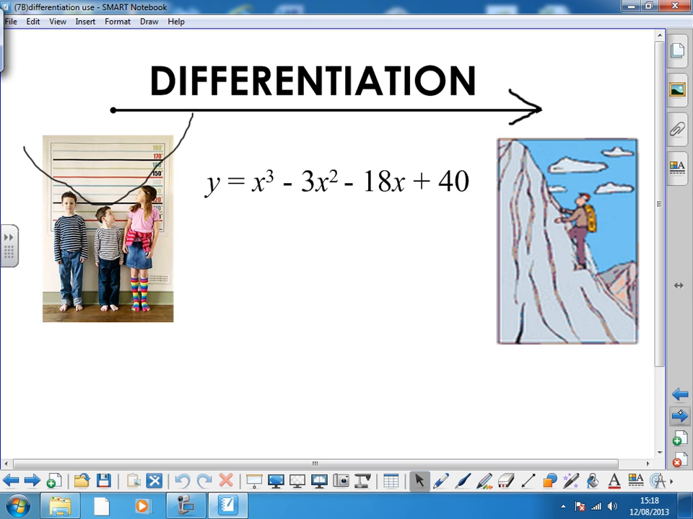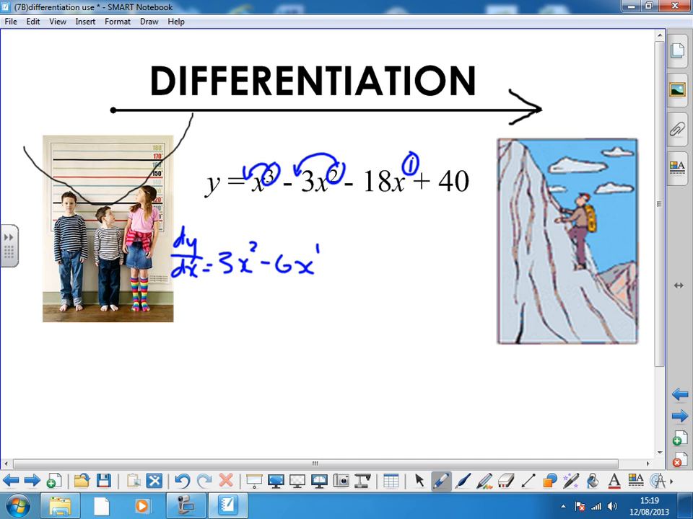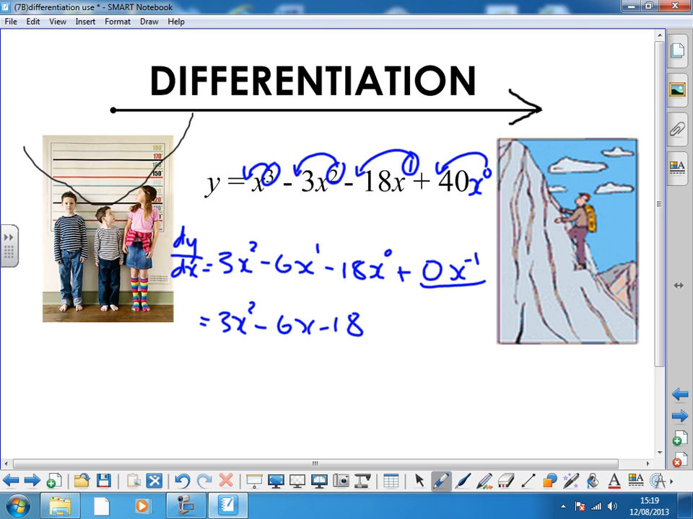We've also seen how you differentiate: you take the power, make it into a multiple, and then decrease it by 1. Take the power, make it into a multiple, decrease it by 1. So in this case, 3x squared minus 6x minus 18. Because x to the 1 is written x to the 0 is 1, 0 times anything is 0.